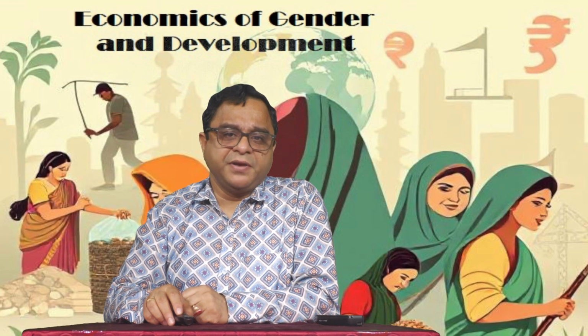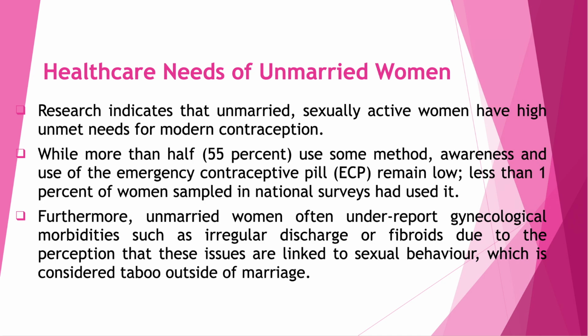Research indicates that unmarried, sexually active women have high unmet needs for modern contraception. While more than half, 55%, use some method, awareness and use of the emergency contraceptive pill, ECP, remain low. Less than 1% of women sampled in national surveys had used it. Furthermore, unmarried women often underreport gynecological morbidities such as irregular discharge or fibroids due to the perception that these issues are linked to sexual behavior, which is considered taboo outside of marriage in our society.